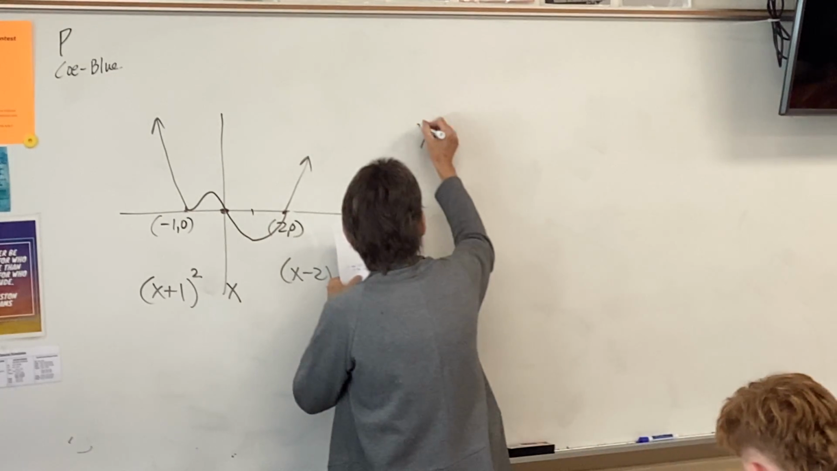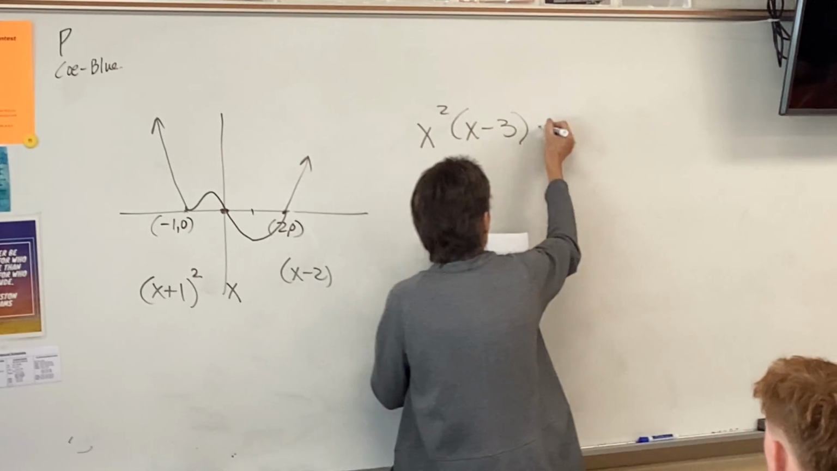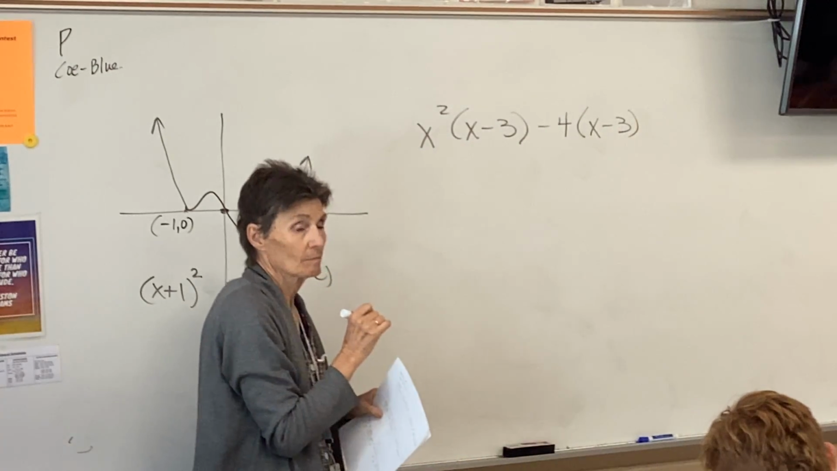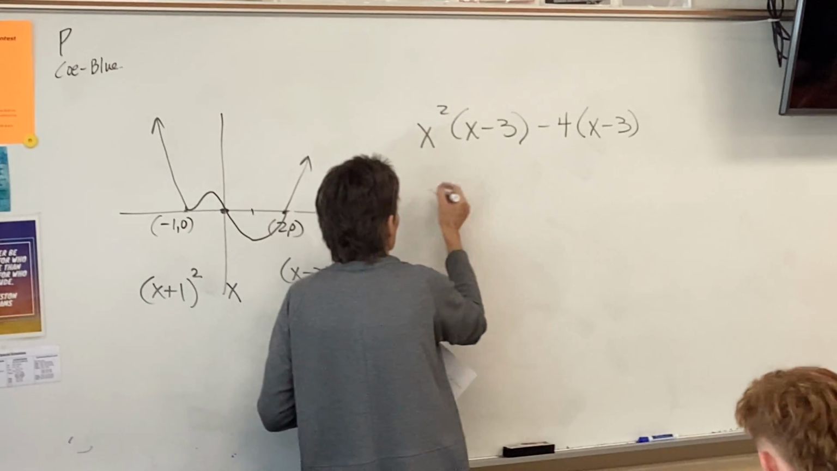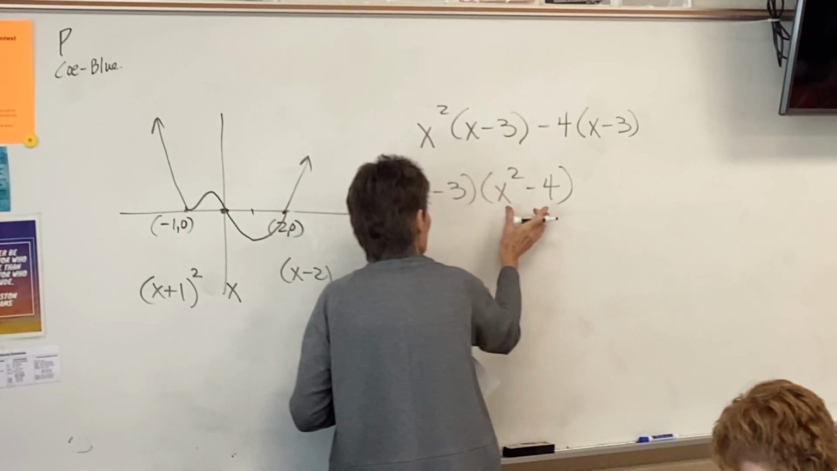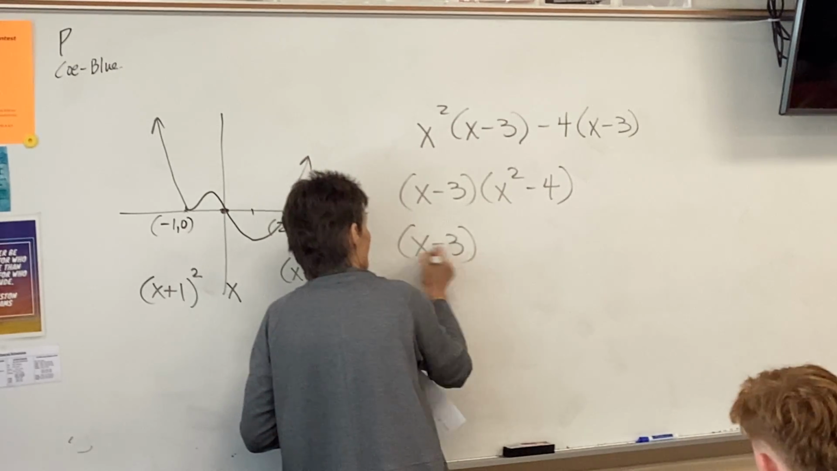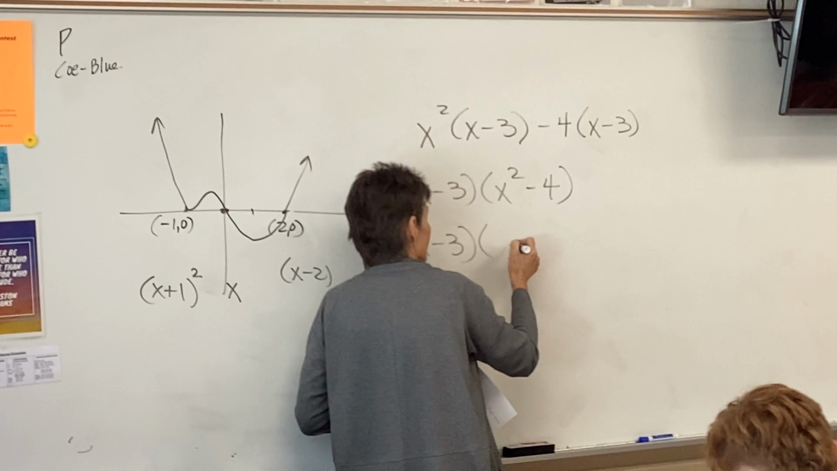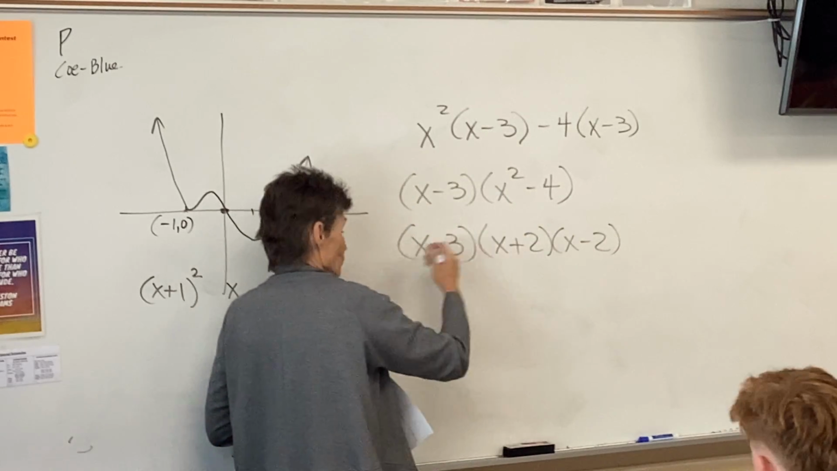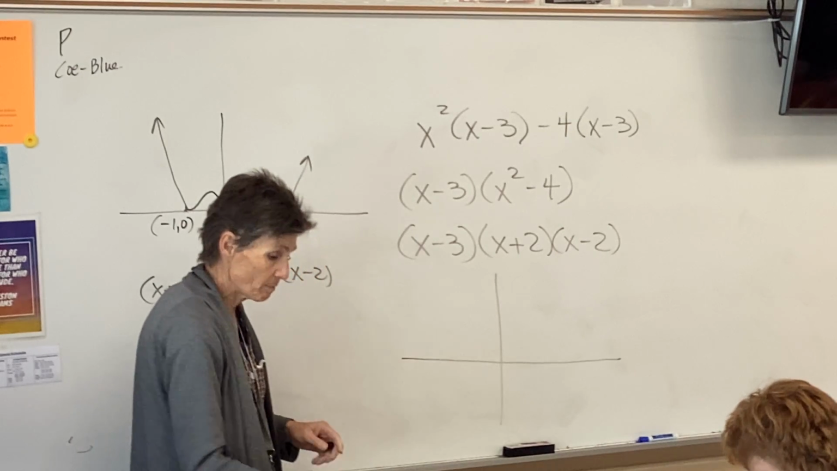By grouping. So x squared times x minus 3, minus 4 times x minus 3. Does that look all right to everyone? And then there's my x minus 3, that's good news. And then x squared minus 4. What do I know about x squared minus 4? x plus 2, x minus 2. Very good, order doesn't matter. Just have those 3 parentheses there, and then we're ready to proceed just like we did a moment ago.